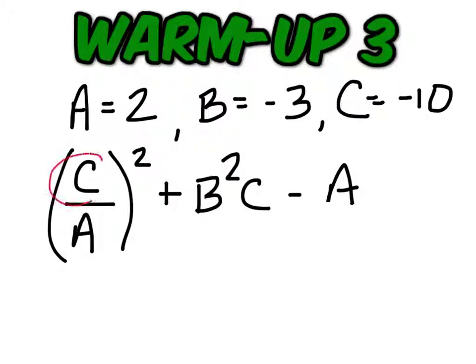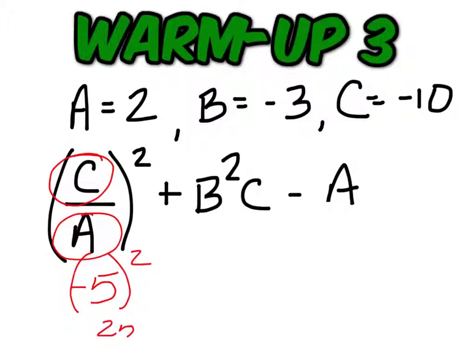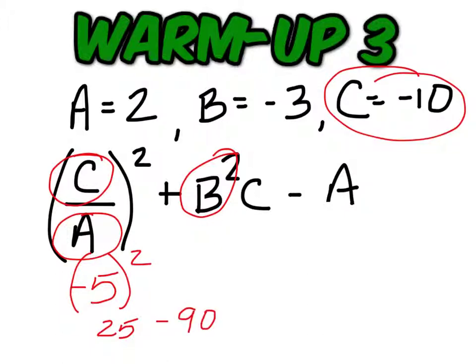You should have had negative 10 over 2 for this, which is a negative 5, but if you square it, it becomes 25. B squared is 9 times C, negative 10, is minus 90. So altogether it should be a negative 67.